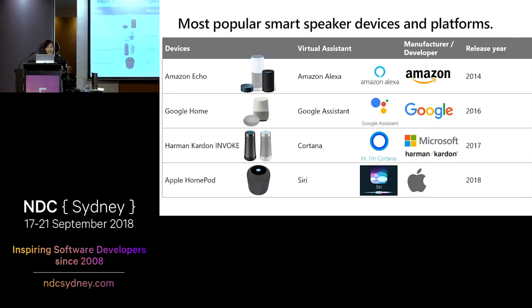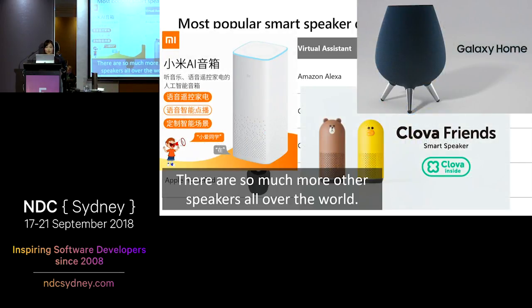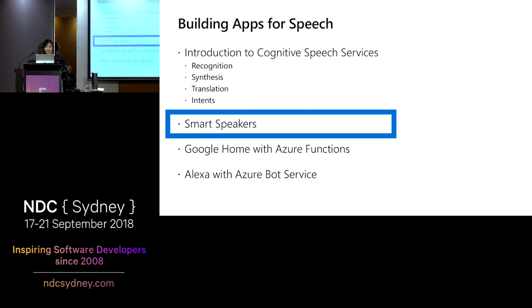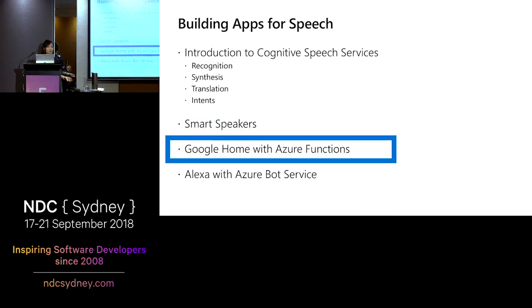And this year, Apple has released the Apple HomePod. And there are so many other speakers all over the world. What I wanted to tell you is that we will use Google Home and Alexa today, but there are many other smart speakers all over the world, like Microsoft Cortana ones. So then let's move on to Google Home with Azure Functions.